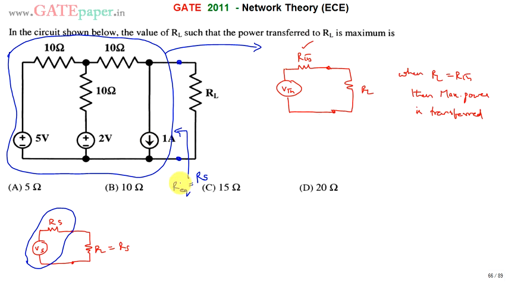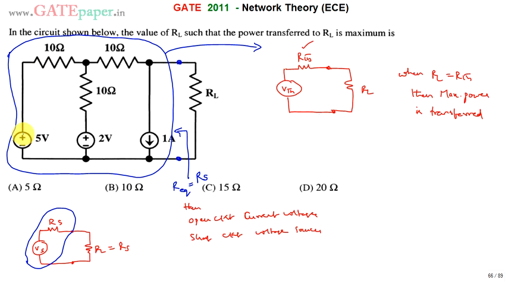Whenever equivalent resistance is calculated, any voltage sources present are short circuited, and any current sources present in the complex network are open circuited. So open circuit the current sources and short circuit the voltage sources to calculate RTH. Let us do that now.